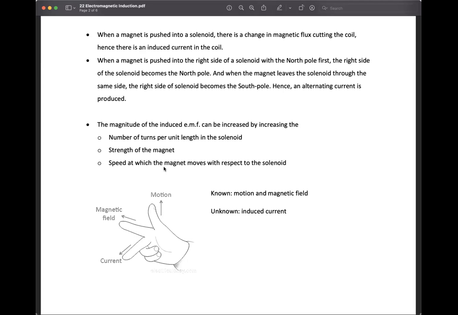Same thing. Either you use a stronger magnet, or you increase the number of turns of the solenoid. And lastly, you can increase the speed of the magnet that moves with respect to the solenoid. So these are the three factors that can increase the magnitude or the power of the induced EMF, and the induced EMF will produce the current.